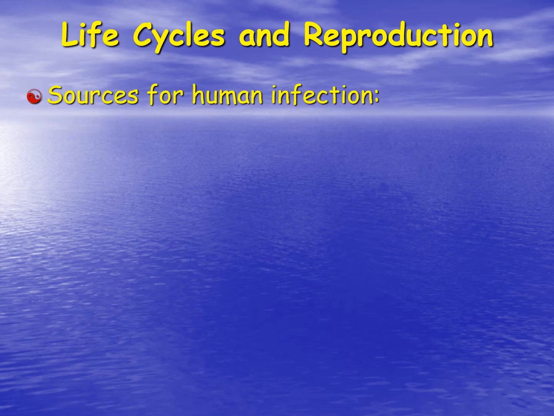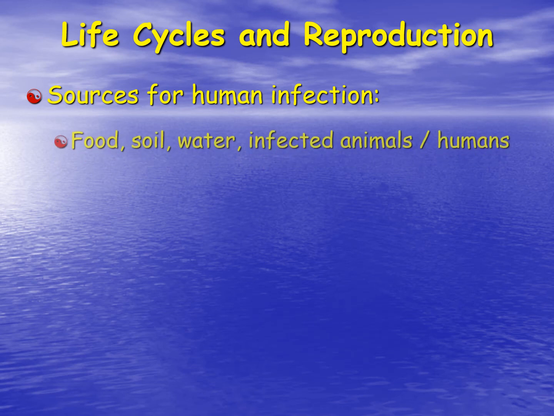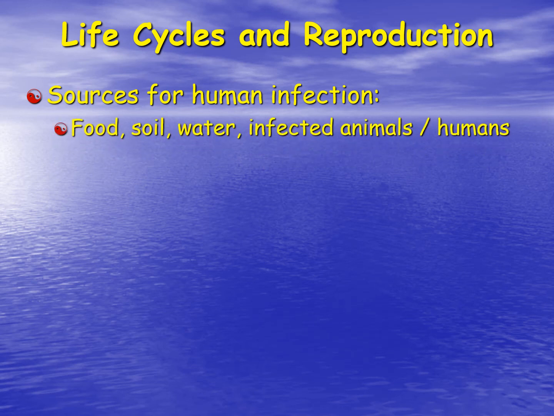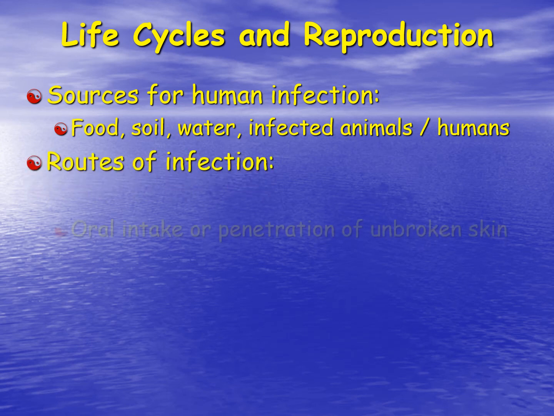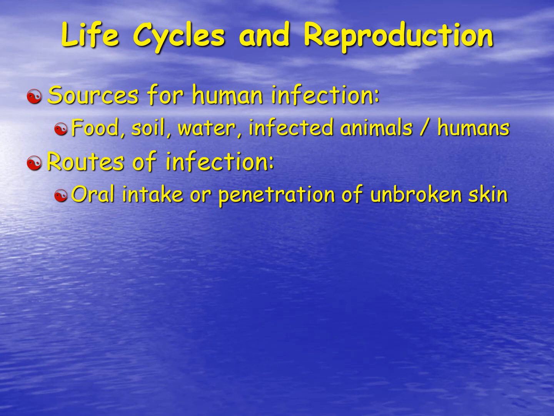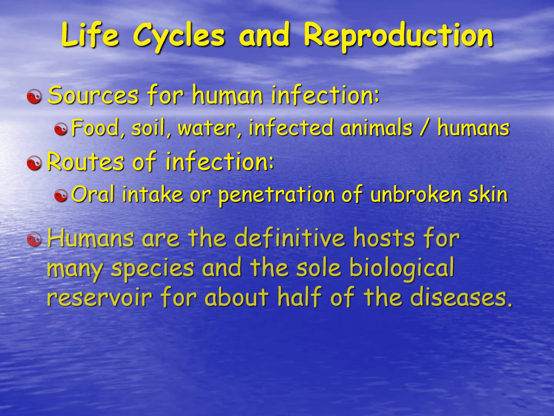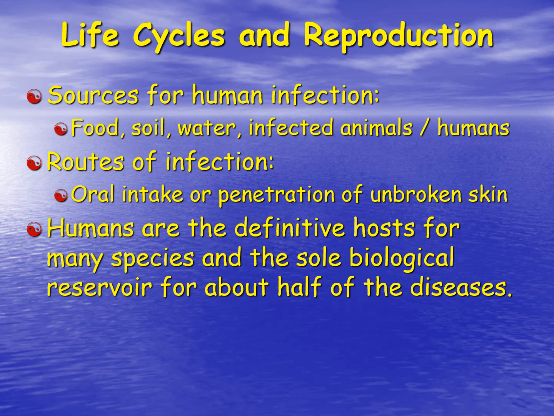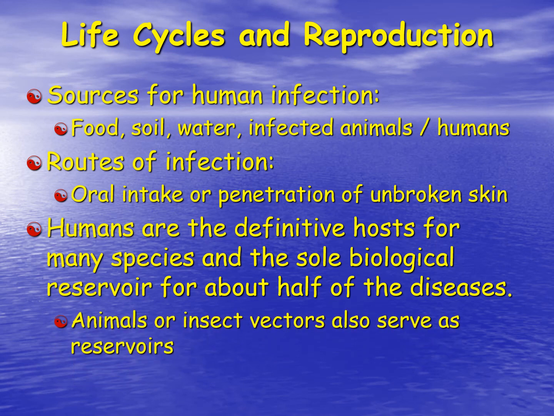Sources of human infection for most of the helminths is going to be food, soil, water, or infected animals or other humans, and primarily most of these are going to be through the fecal-oral transmission. So oral intake or penetration of unbroken skin by fecally contaminated water or soil. Humans are the definitive host for many of these helminths and the sole biological reservoir for about half of these helminths. Animals or insect vectors can also serve as reservoirs.